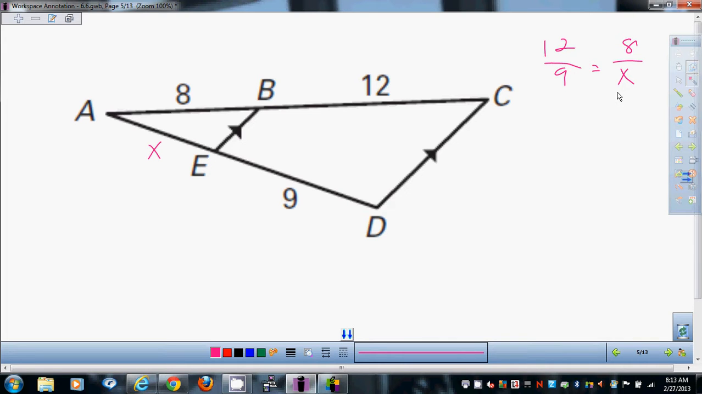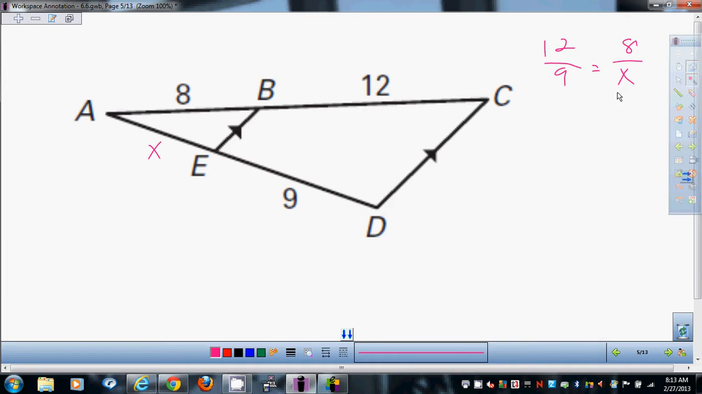8 over x. If you mix those up, if you go top to bottom, bottom to top, your proportion's not going to work out the same. You have to go the same way. And you could have gone 8 to 12, but then you would have had to go x to 9. You couldn't go 8 to 12 and 9 to x. Then you would have gone left to right, right to left. It has to be consistent, whichever way you go. Does that make sense?